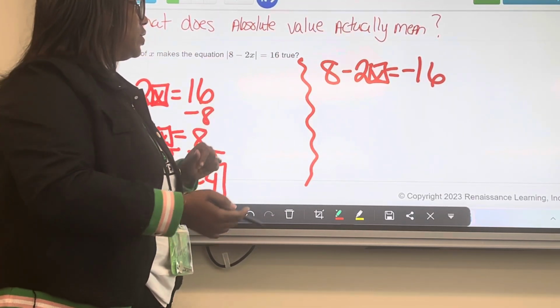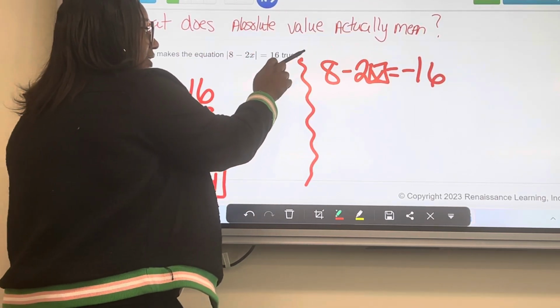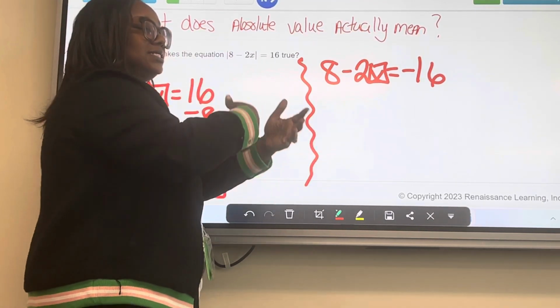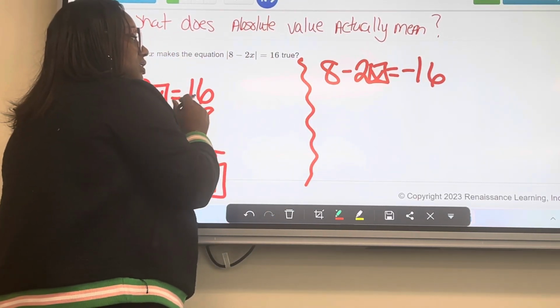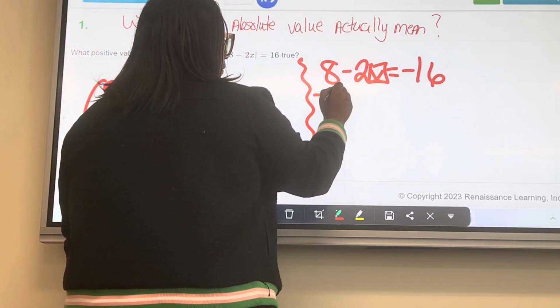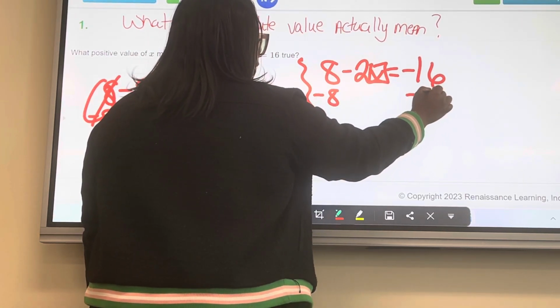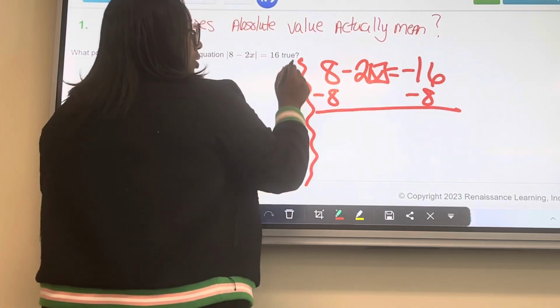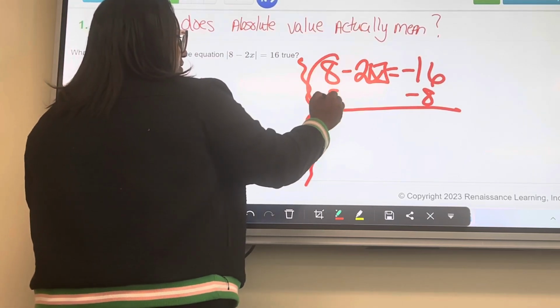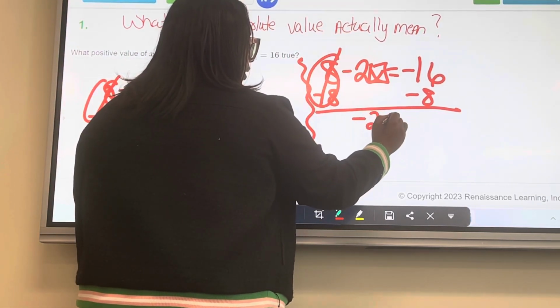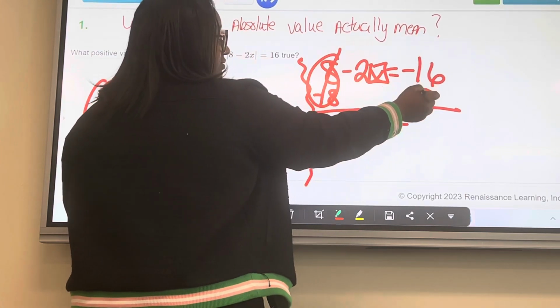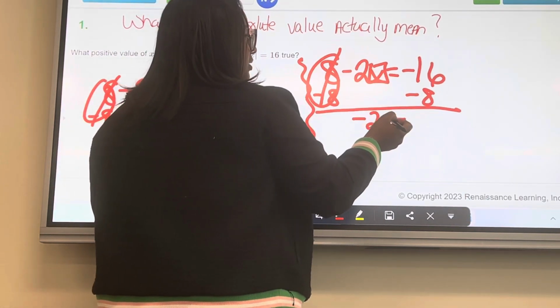So I'm going to start with the 8. It's kind of like working your way into the x. Right now, the 8 is the furthest away from x, so I'm going to subtract 8 from both sides of the equal sign. All right, I'm left with 8 minus 8. That's a zero pair. It cancels out. So now I'm left with negative 2x equals negative 16, take away 8.